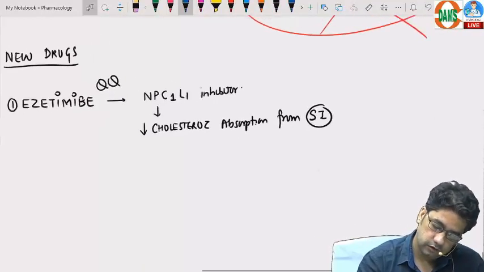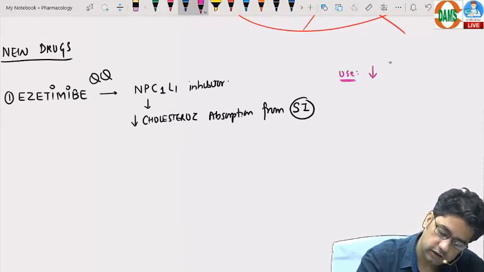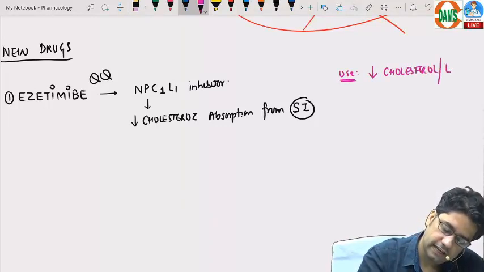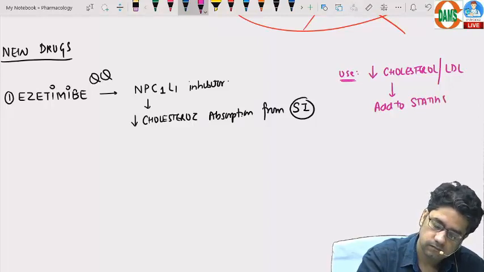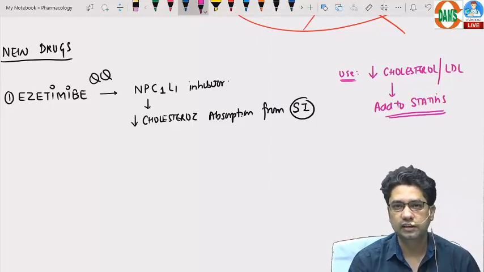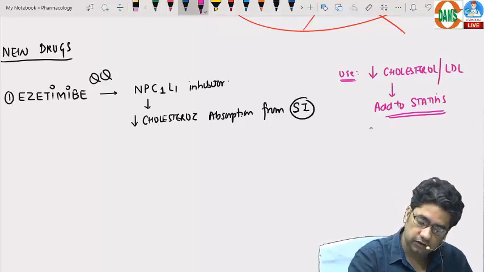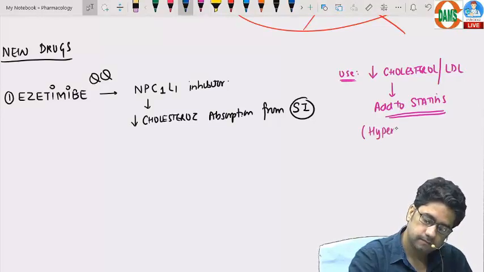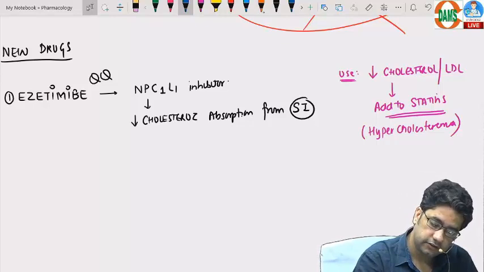Use. It decreases cholesterol level or LDL level. Hence it is given as an add-on drug to statin for the treatment of hypercholesterolemia.